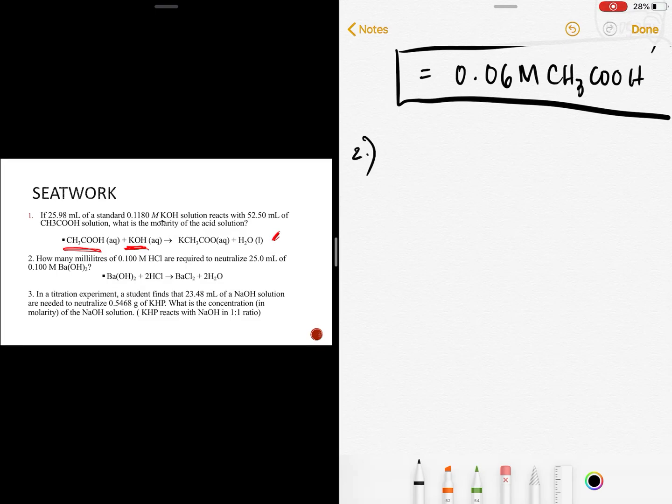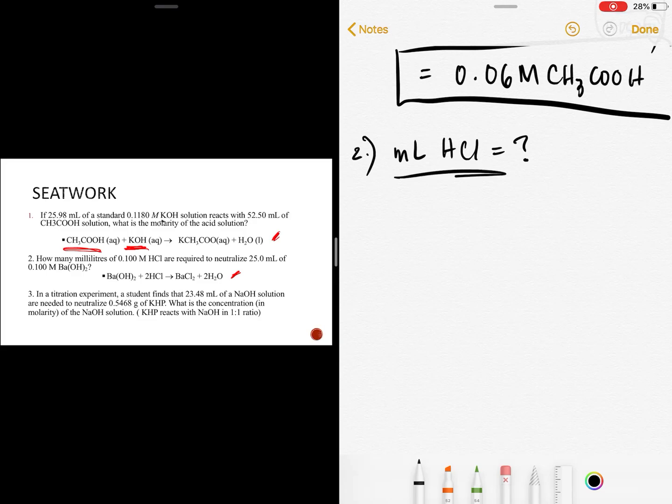How many milliliters of 0.1 molar, ito, volume na ang hinahanap. How many milliliters of 0.1 molar hydrochloric acid? So, ang hinahanap sa atin dito is volume ng hydrochloric acid are required to neutralize 25 ml of 0.1 molar barium hydroxide. So, the balanced chemical equation is given here. Pag hindi nakabalance yung equation, kayo magbabalance noon. Syempre, hindi kayo pwedeng mag-solve nang hindi siya balance. Yun yung first rule. It has to be balanced first before you solve the problem.